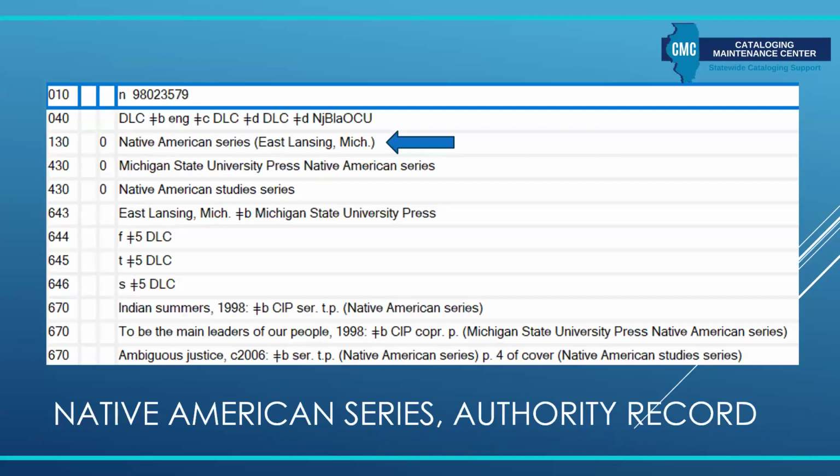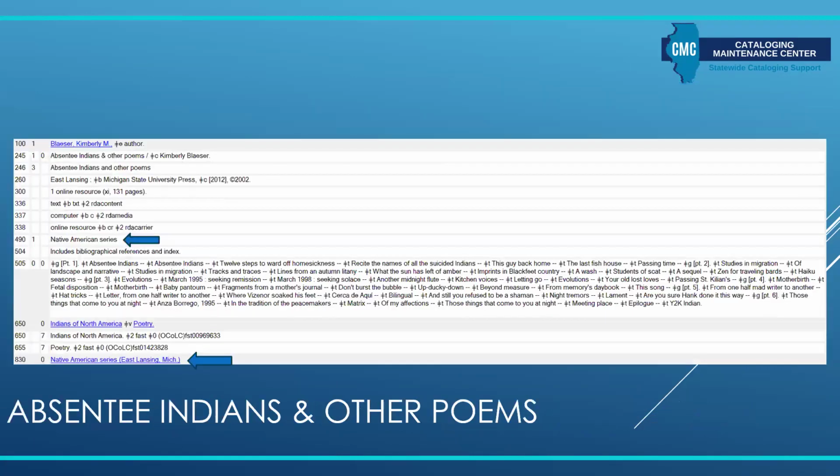All right, so this is the authority record for the Native American series, and then East Lansing, comma, Mich period in parentheses. There are two see from 430 fields for Michigan State University Press Native American series and Native American Studies series. Remember, those are see from, so we can't use those as authorized series titles. Since the series statement is in the 130 field in the authority record, it will be in the 830 field in the bibliographic record. So let's take a look at the bibliographic record.